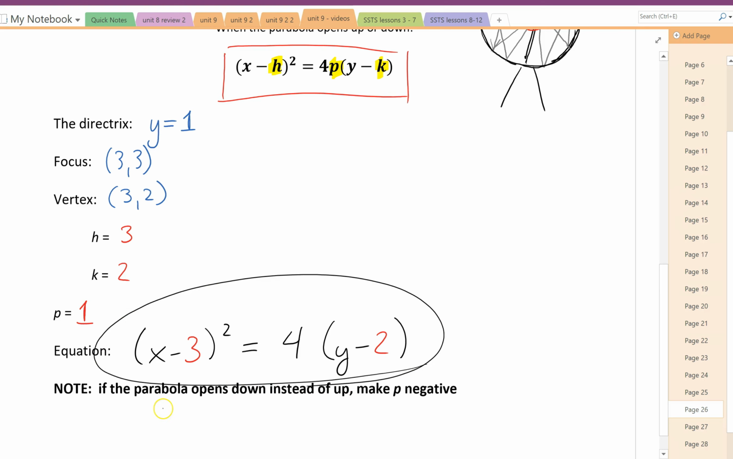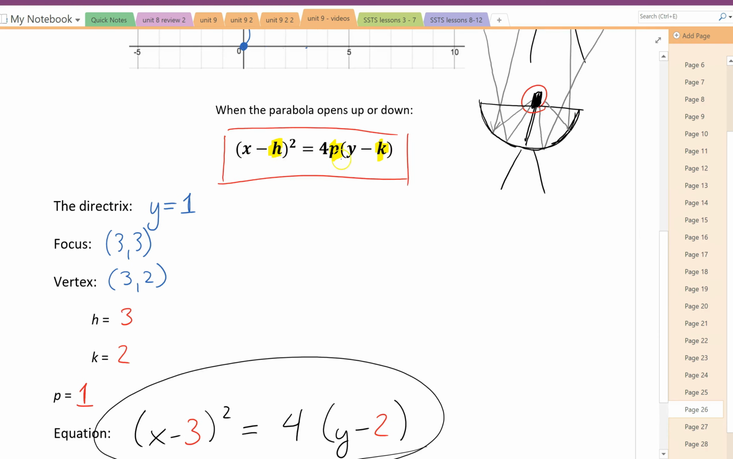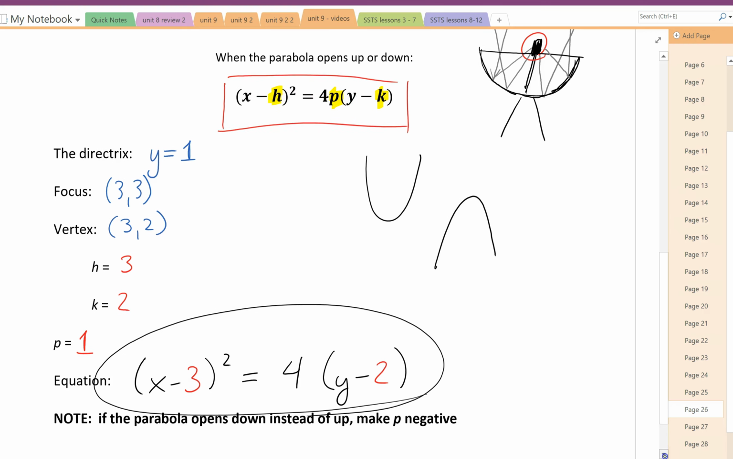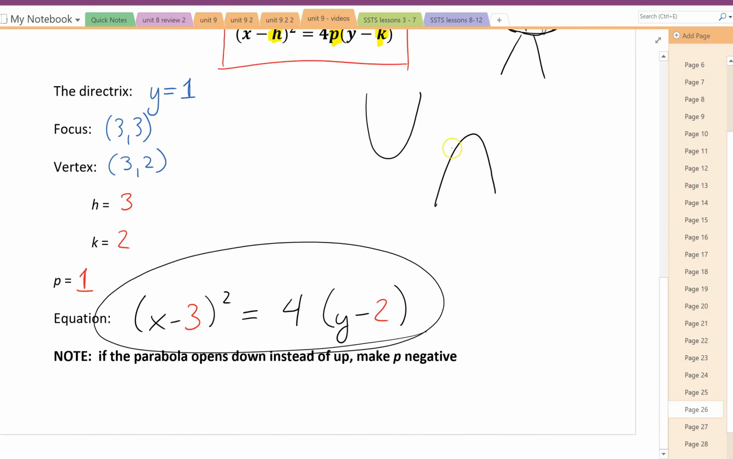One thing to note is that, I should have said this before, but this form of the equation for a parabola is the kind we use if the parabola either opens up like this or opens down like that. What we're going to see in a second is that parabolas can also open to the left or to the right. Okay, but for parabolas that open up or down, they look like this. And then if the parabola actually opened down instead of up, p would have to be negative. So if I had the same parabola but it opened down instead of up, I would just put a negative sign right there. But since the parabola that I'm looking at opens up, I leave 4 positive.